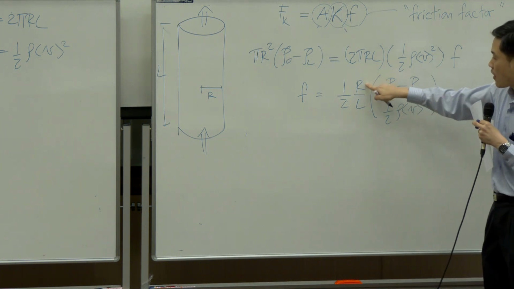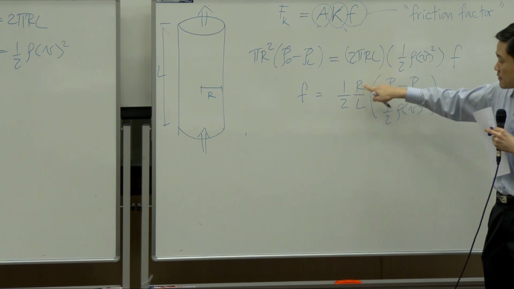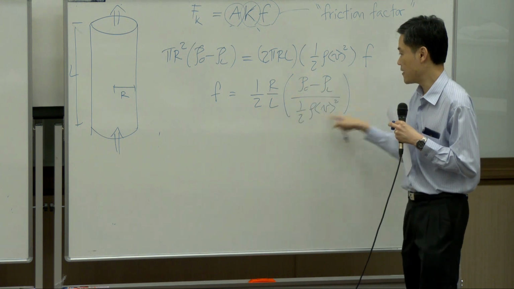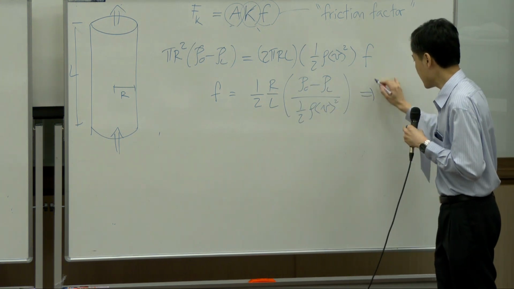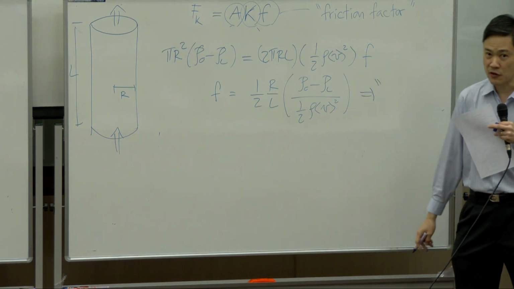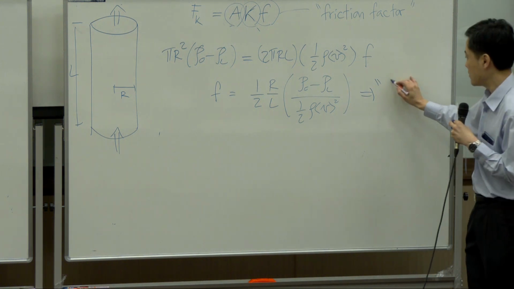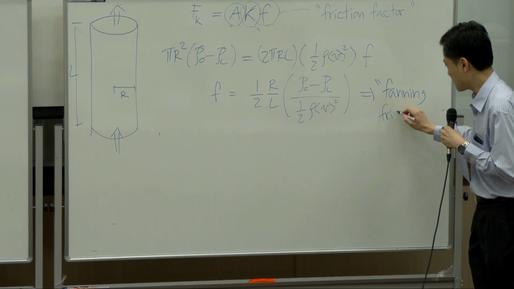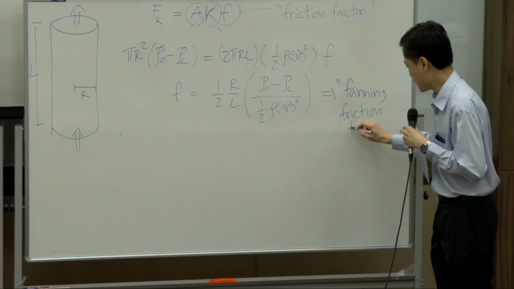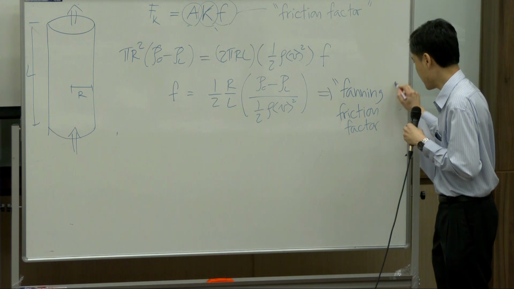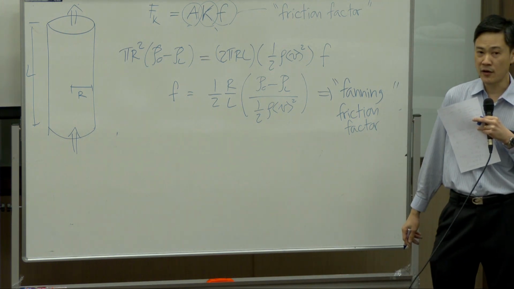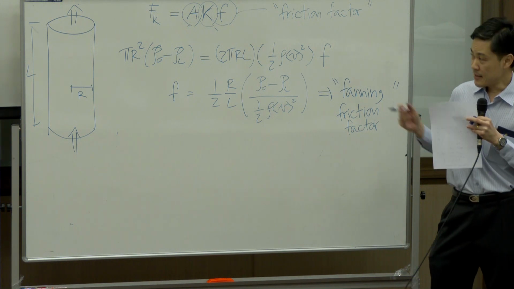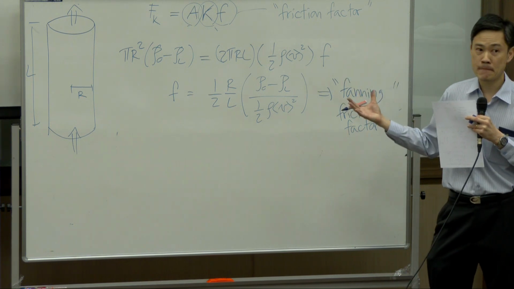If you change R into diameter, this will be 4. So 1 over 4 diameter over length, and this term is exactly the same as what you learned in unit operation 1. This is called the Fanning friction factor. It is the friction factor for flow in a circular pipe, and this is for smooth pipe. Okay?